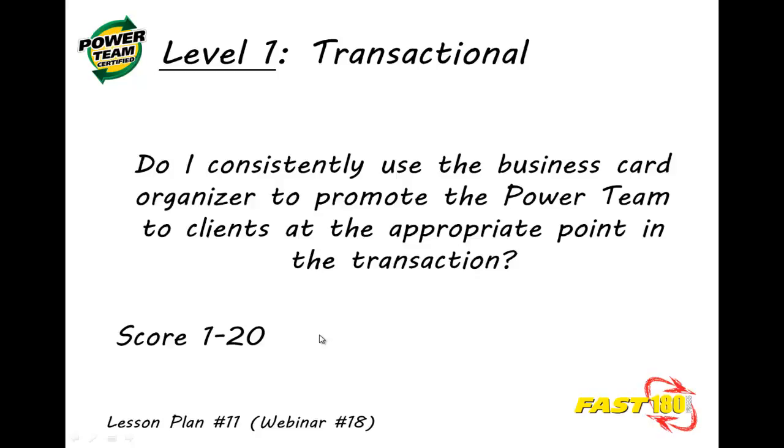Point is that if it's 1 through 20 or 1 through 12 or 1 through 3, if you're doing it perfectly, you give yourself the highest score available and write it down. So do I consistently use the business card organizer to promote the power team to clients at an appropriate point in the transaction? If I'm doing that every single time and doing it well, I give myself a 20. If I'm not doing it at all, I give myself a 0.